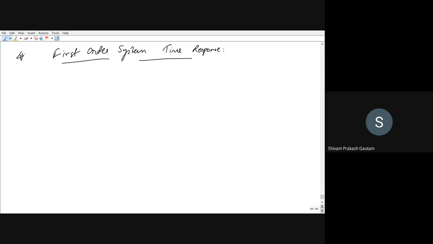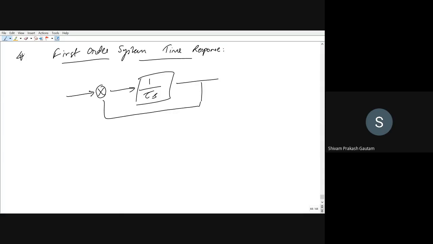Let me draw the block diagram for first order system. It is 1 upon tau s. Tau is the time constant. We are having a unity negative feedback. This is our R of S, that is input. This is our C of S, that is output. And this is our feedback part.